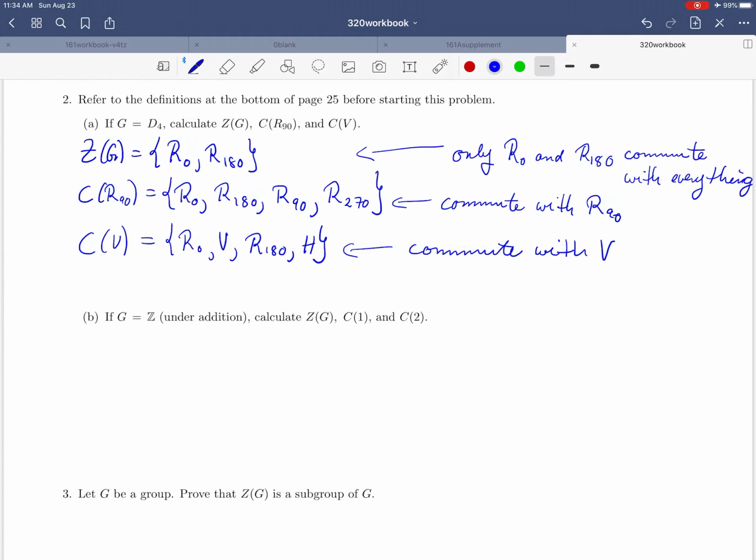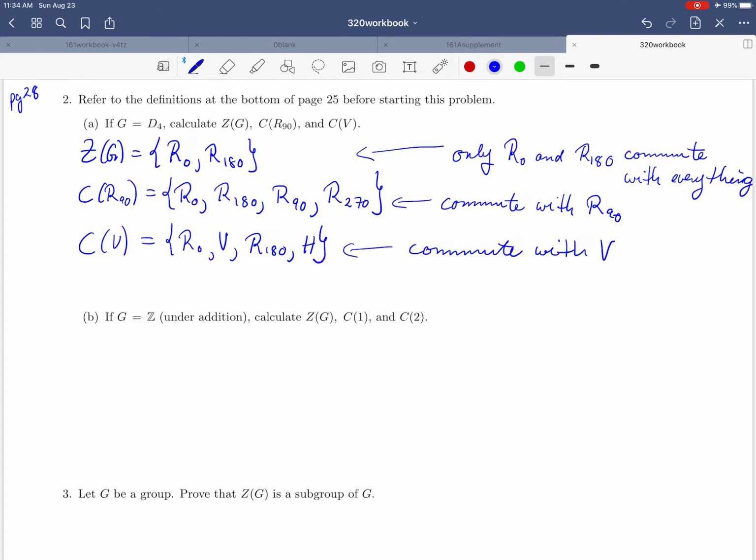So let's look at part B of exercise 2 on page 28. We are on page 28 here. I wrote down the answers to part A, but let's work through part B and then we'll talk about both of those together for a little bit.